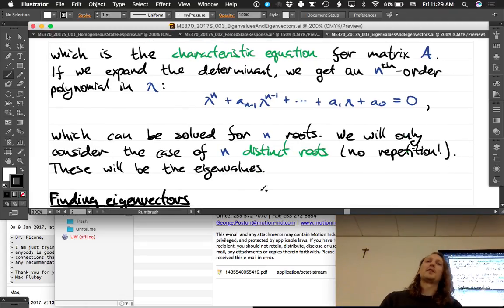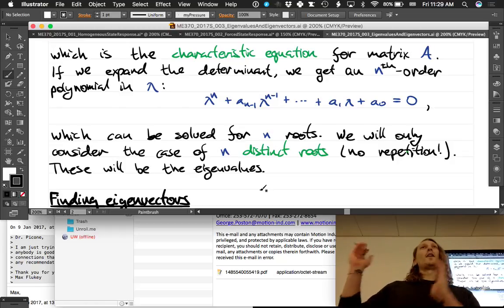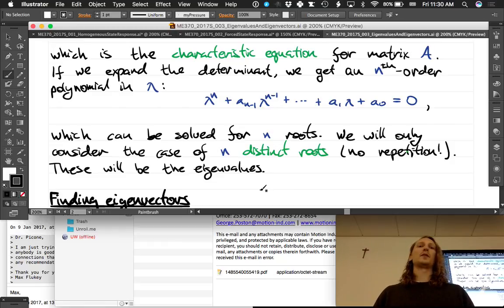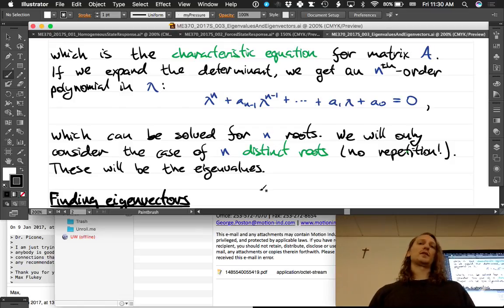Which can be solved for n roots, okay? We're only going to consider the case in this class of n distinct roots. So we're not going to do any repeated roots. All of what we learn can be slightly altered to deal with the case of repeated roots. But in this class, if we're going to be finding eigenvalues and eigenvectors, we're not going to be considering repeated roots. It's just a little bit more complex, but I think if you get this, you could always extend your knowledge to those cases.